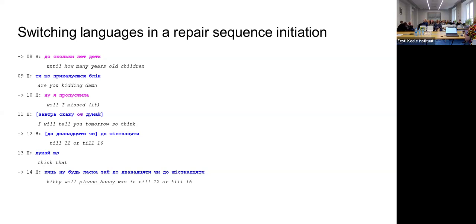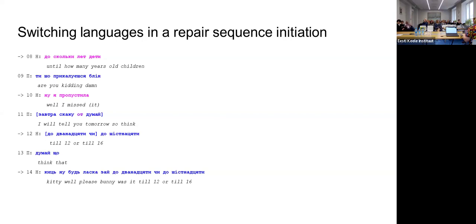Panas is agitatedly moving away. And after a pause, he starts to tell, well, I will tell you tomorrow, so think now. And here, Natalia switches to Ukrainian, asking him about the age requirements for children in Ukrainian now. Again, Panas does not answer, starting with a suggestion for Natalia to think. And Natalia repeats her question in Ukrainian in the last line, adding to it the affectionate Ukrainian nickname for Panas, Kitsa, and an intensifier, "Будь ласка", literally be kind. Please, and a question again in full Ukrainian.